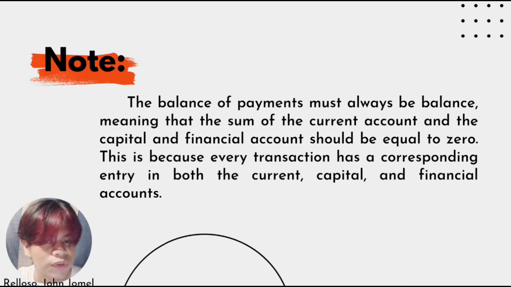It's important to note that the balance of payments is always balanced, the main reason for its name, meaning that the sum of the current account and the capital and financial account should be equal to zero. This is because every transaction has a corresponding entry in the current, capital, and financial accounts. This is achieved through various mechanisms such as adjustments in exchange rates, trade policies, capital controls, and international borrowing and lending, to ensure that the country's economic transactions with the rest of the world are in equilibrium.